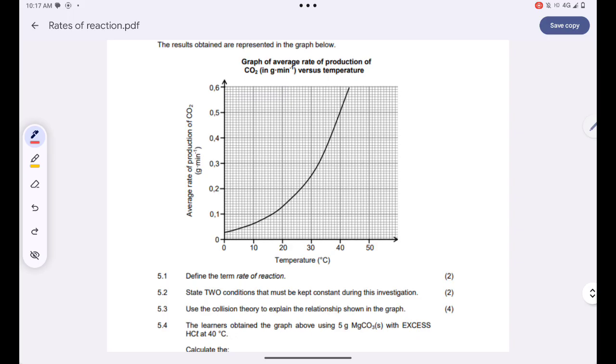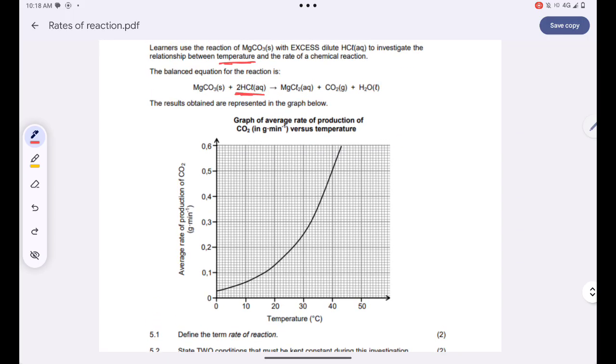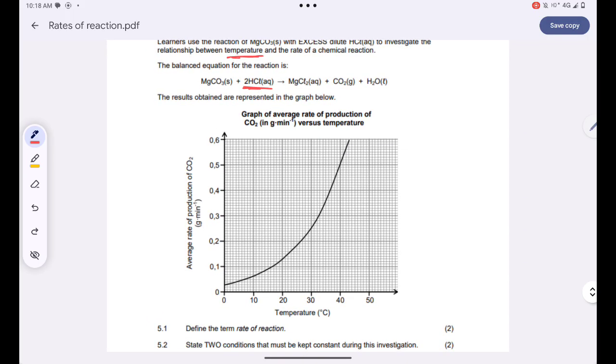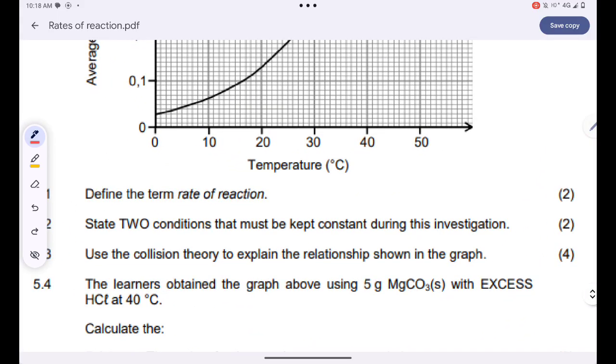Okay, let's answer the questions. The two conditions that should be kept constant: you can say the mass of magnesium carbonate, as well as the state of division, or the surface area of magnesium carbonate. And then you can also say the concentration of the hydrochloric acid should remain the same as well.